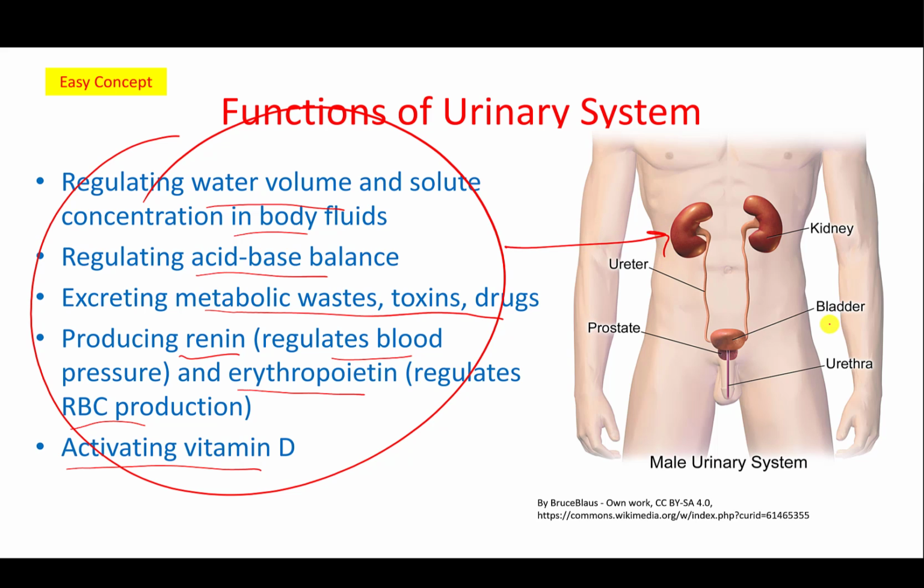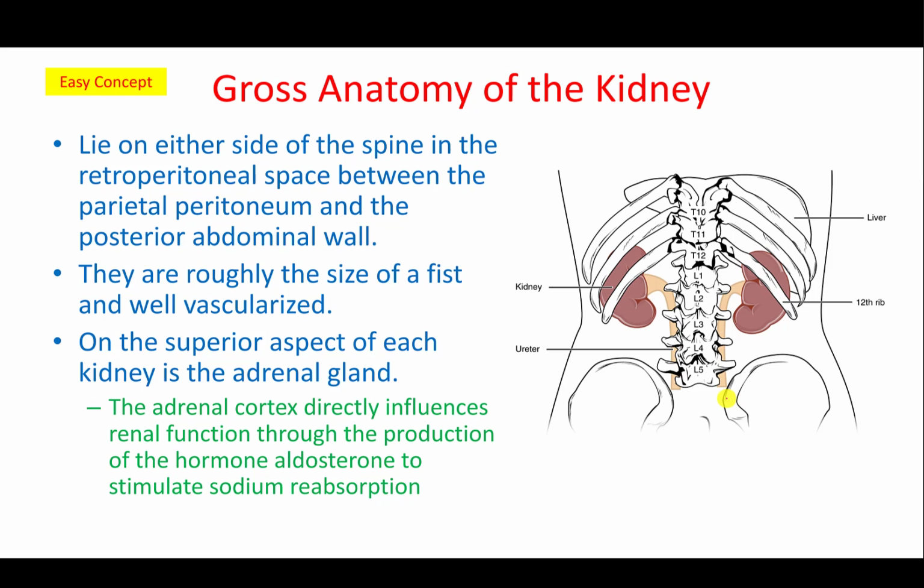Whereas the ureter, the bladder, the urethra, they have very limited functions, mainly transporting and storing urine. So that's what we are going to focus on, the kidneys. As you know, we have 2 kidneys. They are toward the lower part of the posterior side of the body, partially protected by the last 2 ribs, by the floating ribs, and they are behind the peritoneum.